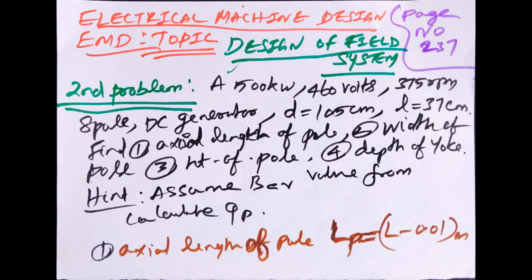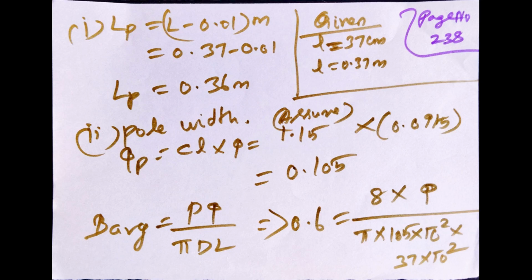Solution: axial length of pole LP is equal to L minus 0.01 meter. L is the given value, 37 centimeter, which is 0.37 meter. LP is equal to 0.37 minus 0.01, so LP is equal to 0.36 meter.